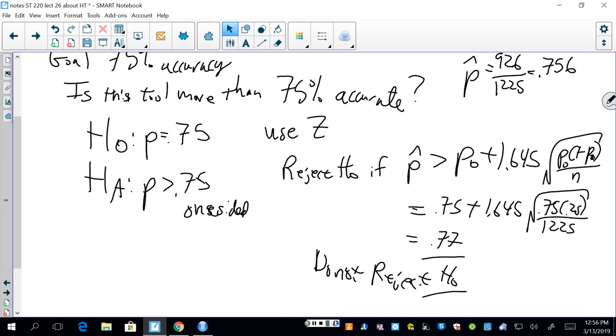H0, it might be 75%. We can't prove that it's better. So if the standard that people can achieve now is 75%, and we have this new technique, we haven't really proven that our new technique is better. What's the chance? Yes? Where did you get 1.645?